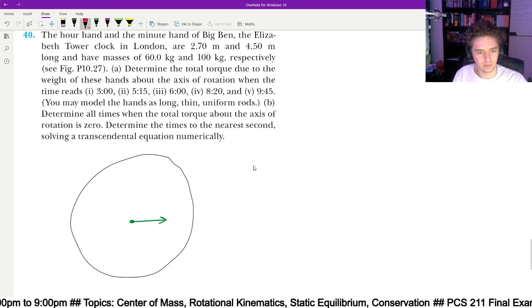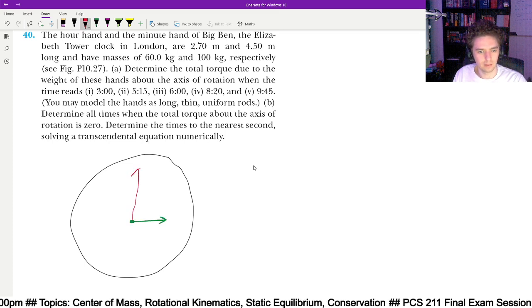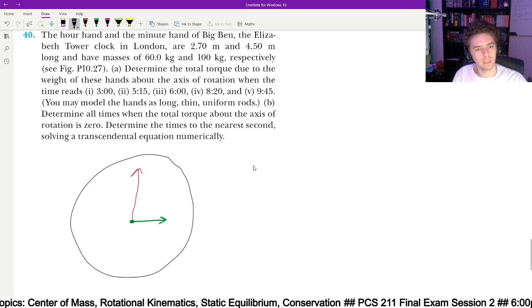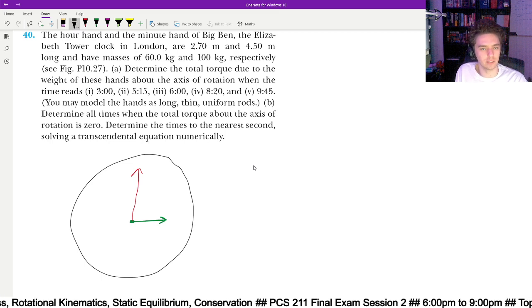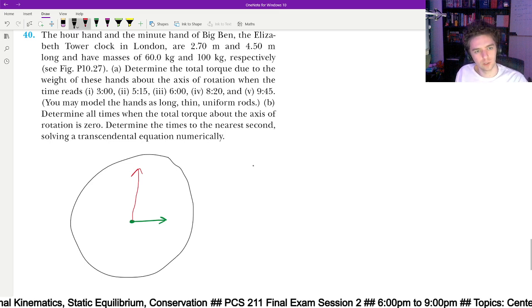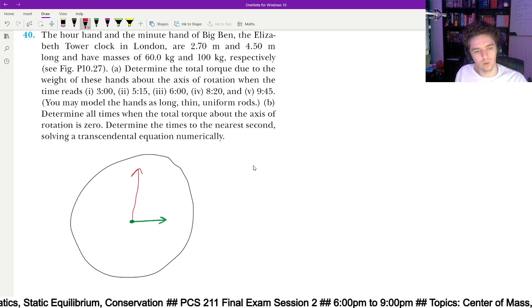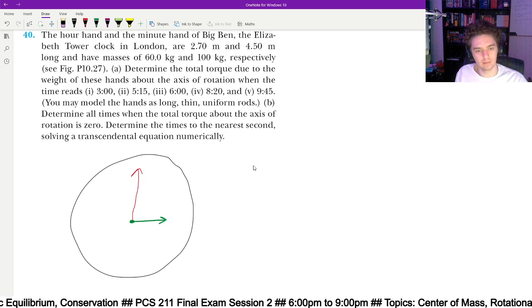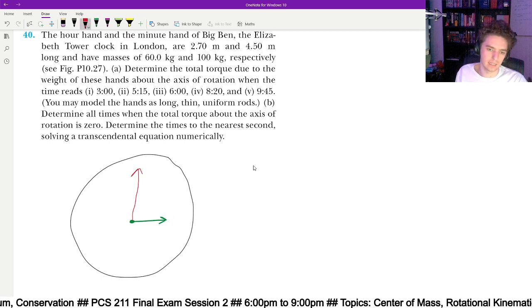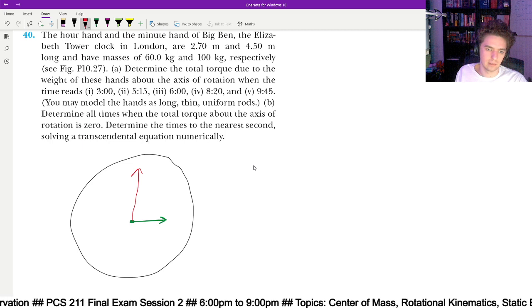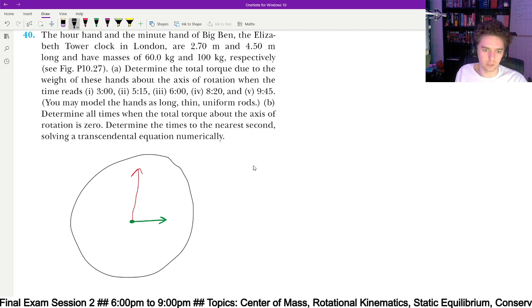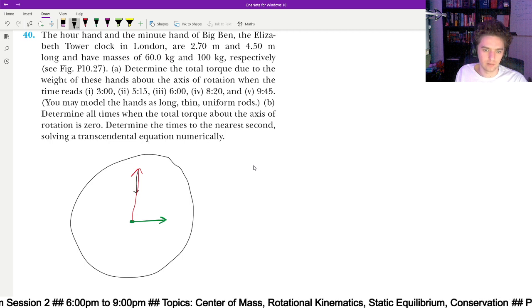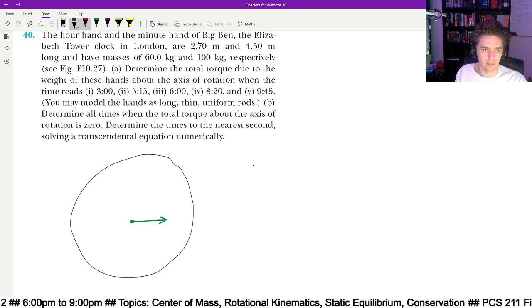And the minute hand will be up. Okay. So we're trying to determine the amount of torque done about the axis when the time reads these times. Well, the only thing doing torque at this time is this one, right? Because the torque done by this one, the force being applied by it is the force of gravity, which is going straight down, right? So sine of 180 is going to be 0, right?